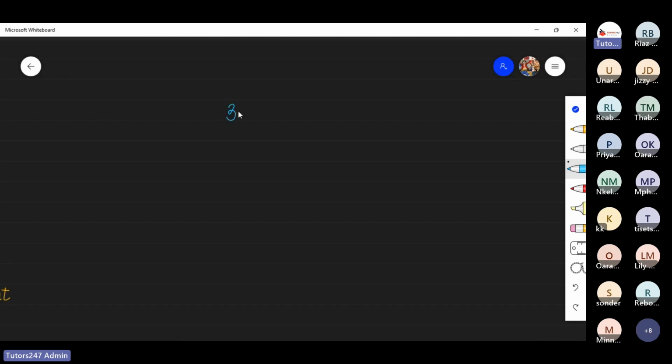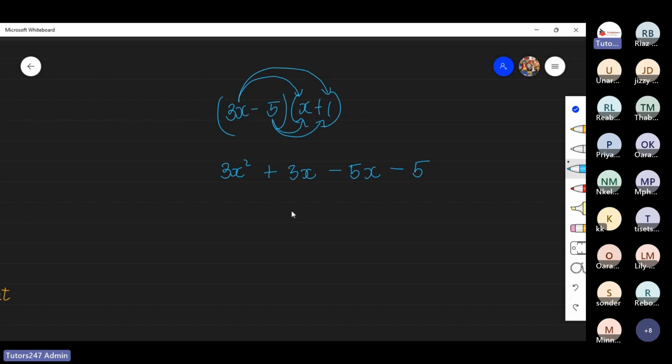So 3x minus 5, x plus 1. Just give me a second to see if I've correctly copied that. 3x minus 5 and x plus 1. Yeah. So multiply 3x times x, that gives you 3x squared. 3x times 1, that'll give you positive 3x. Negative 5 times x, that'll give you minus 5x. And minus 5 times 1 gives you negative 5. If you add up the two middle terms, that gives you 3x squared minus 2x minus 5.